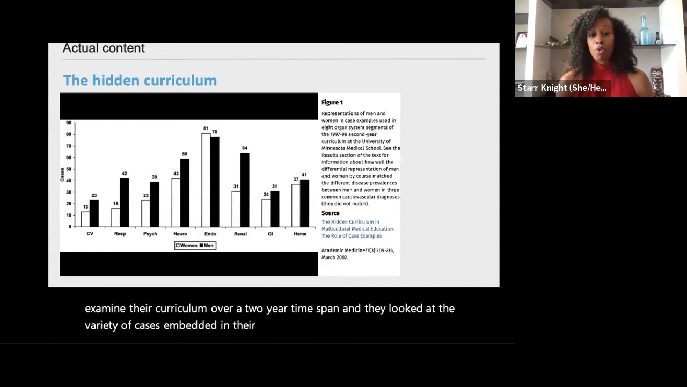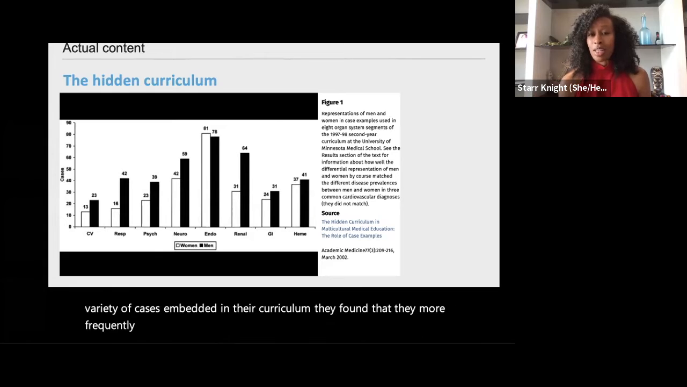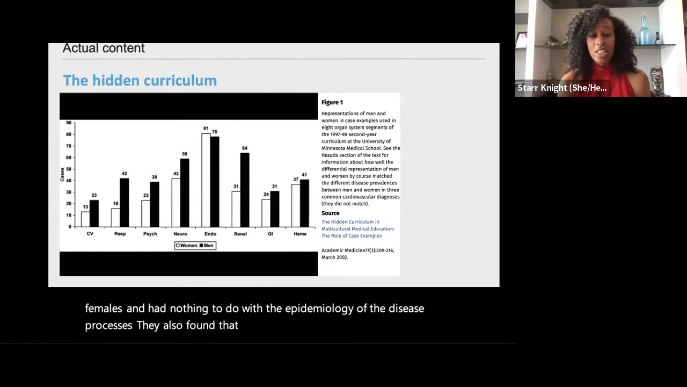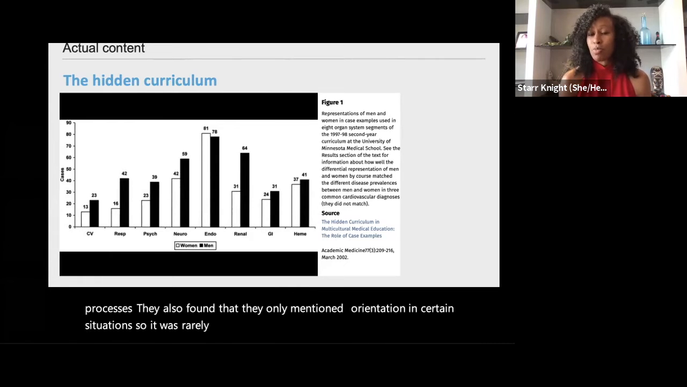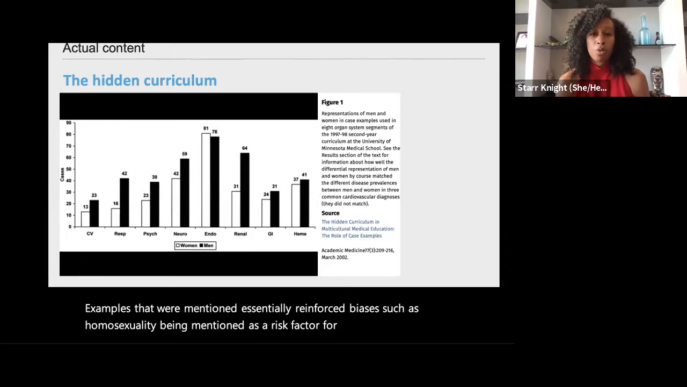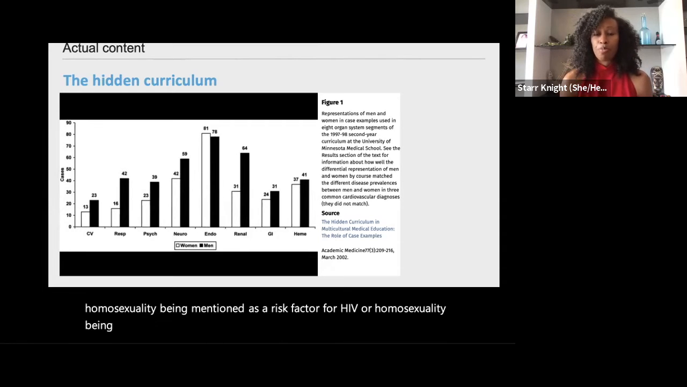They found that they more frequently involved males in the stems and vignettes of cases than females, and it had nothing to do with the epidemiology of the disease processes. They also found that they only mentioned sexual orientation in certain situations. So it was rarely mentioned. And when sexual orientation was mentioned, the examples essentially reinforced biases, such as homosexuality being mentioned as a risk factor for HIV, or homosexuality being associated with promiscuity or multiple sexual partners.